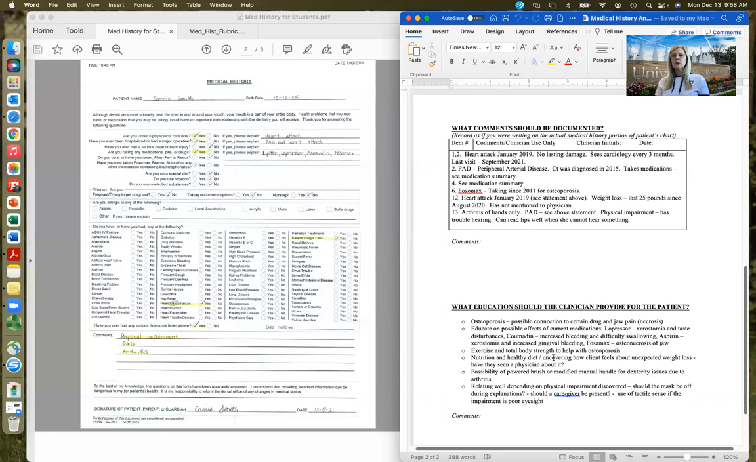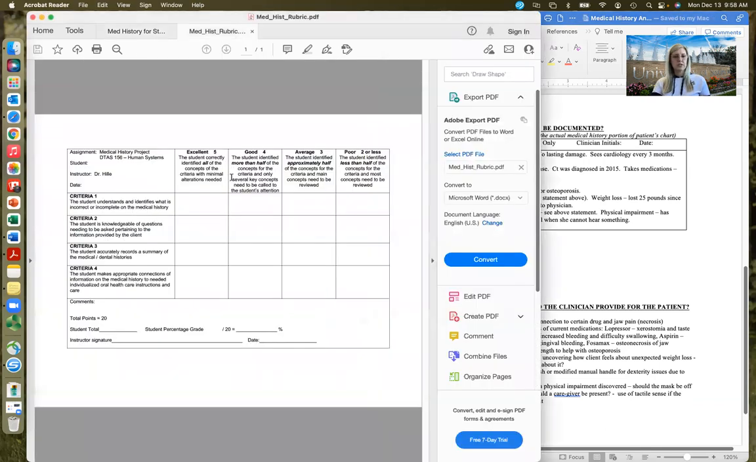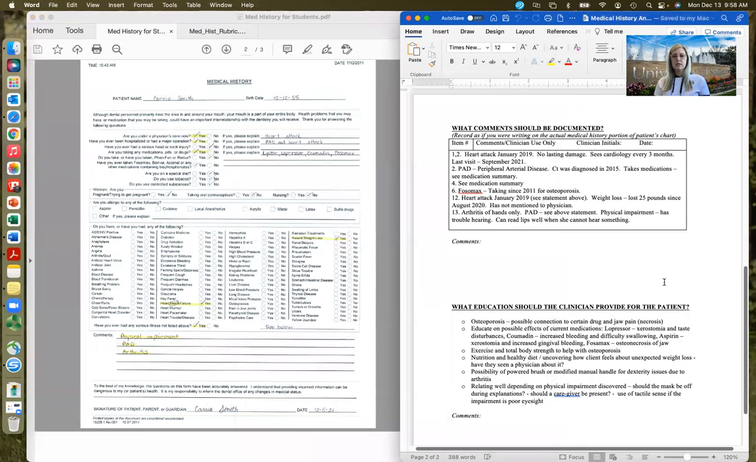Okay. So for criteria number 3, if you go back to criteria number 3, the student accurately records a summary of the medical dental histories. This one was a big one. And this one, we had mixed things on it. Some of you were very thorough and some of you could have been a little bit more thorough. Okay, so let's talk about this.